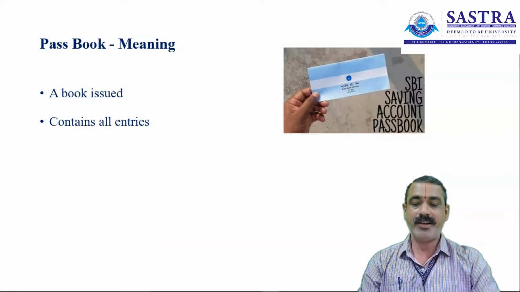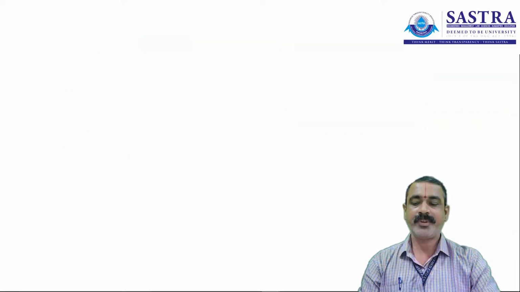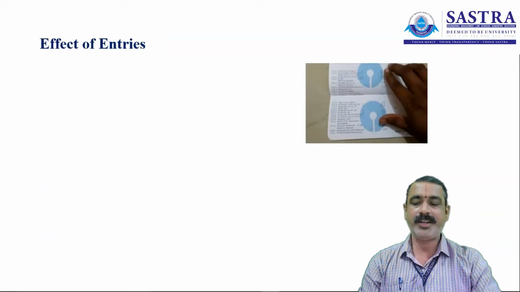The passbook contains all entries. The entries are thus clear and legible. Today, everybody is taking the printout using the passbook printing kiosk, a machine. If you insert the passbook, the machine will print it and give it back in a few seconds. Either manually or in print, all entries are made in the passbook by the banker. What are such entries and the effect of such entries? Let us see the entries.